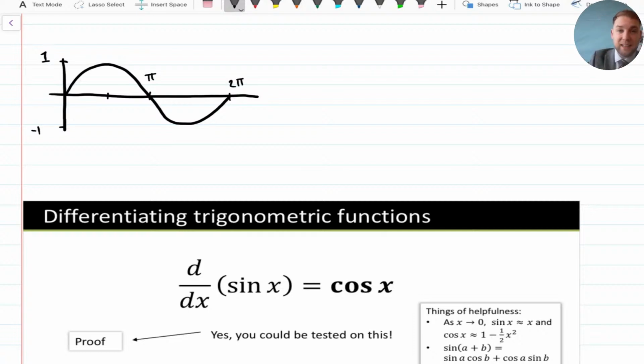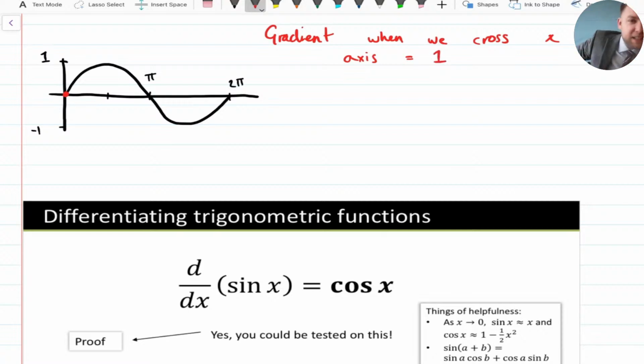Differentiation is about finding the gradient at a particular point. Now I'm just going to tell you a little piece of information here. I'm going to tell you that the gradient when we cross the x-axis is equal to 1. Okay, I'm going to tell you that. The reason I'm telling you that is because we could prove that if we want to, but I'm just going to tell you that for now.